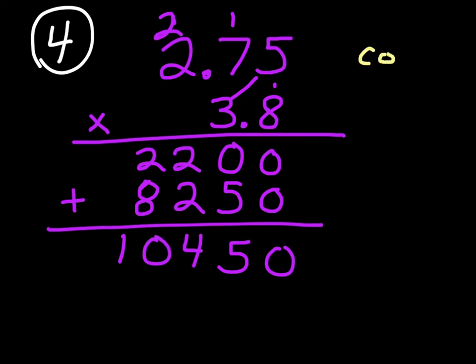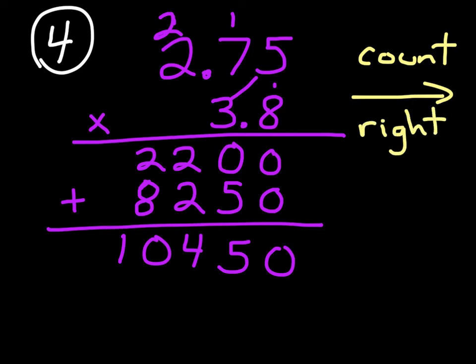Final thing we got to do is go back and count. Which way? We count to the right of the decimal point. I see a 7, I see a 5, I see an 8. I've got 3 numbers to the right of the decimal. 1, 2, 3. And now I have 3 numbers to the right of the decimal. 10.450. That's it. We'll talk about this more tomorrow.